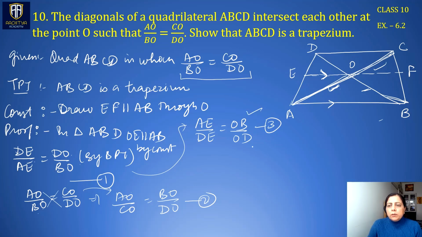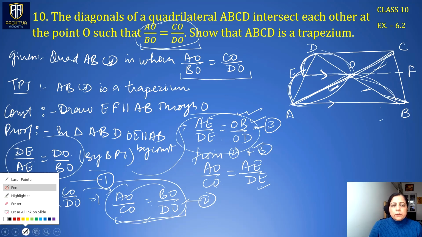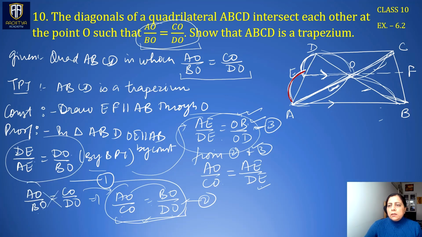What do we get? OB upon OD is common to both the ratios. So from 2 and 3, leaving this OB upon OD side, we have AO upon CO is equal to AE upon DE. Right? Now AE upon DE is equal to AO upon CO. Can you check this in the figure? See, AE upon DE is equal to AO upon CO.